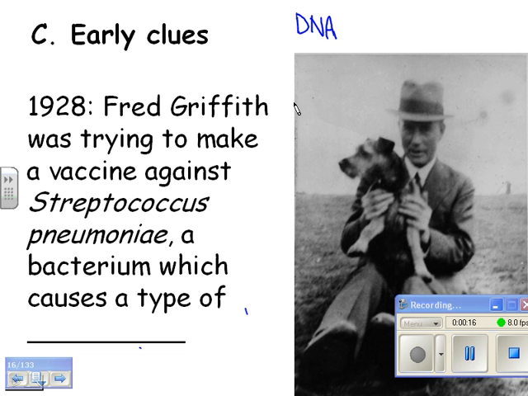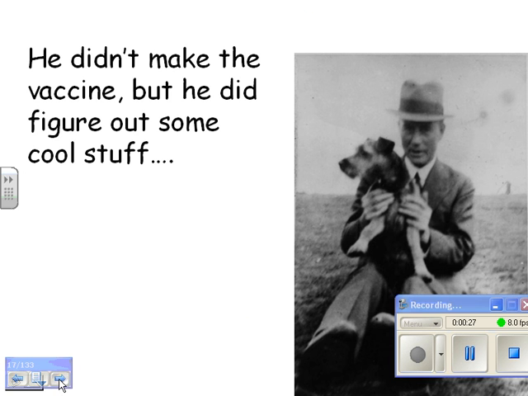He was actually not trying to figure out the genetic material. He was actually trying to figure out how to make a vaccine against Streptococcus pneumonia, which is a bacterium that causes pneumonia. And he didn't end up making the vaccine, but he found out some really interesting stuff on the road to figuring out what the genetic material was.